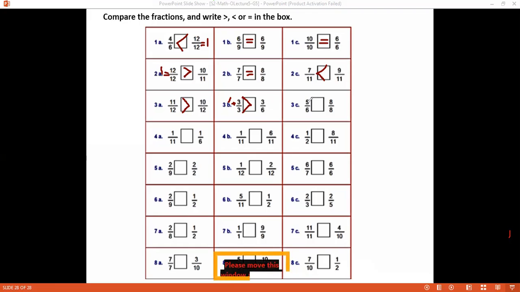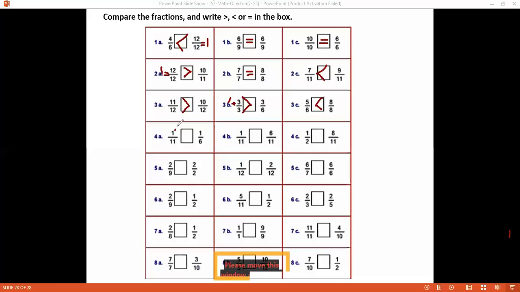Yalla Selena. 5 over 6 or 8 over 8? Which fraction is bigger? 8 over 8. Excellent. Hani? Yes, miss. 1 over 11 or 1 over 6? 1 over 11. No, it's not correct.